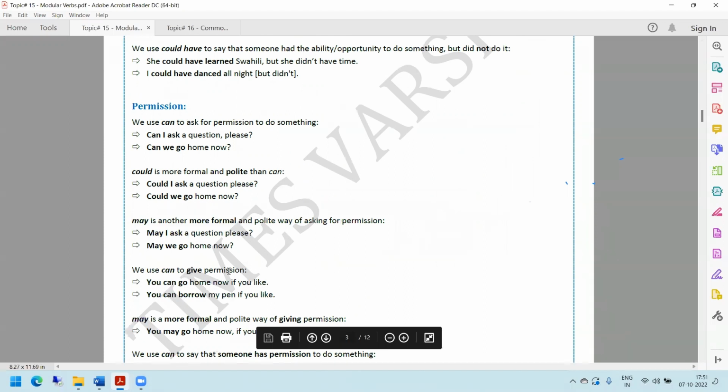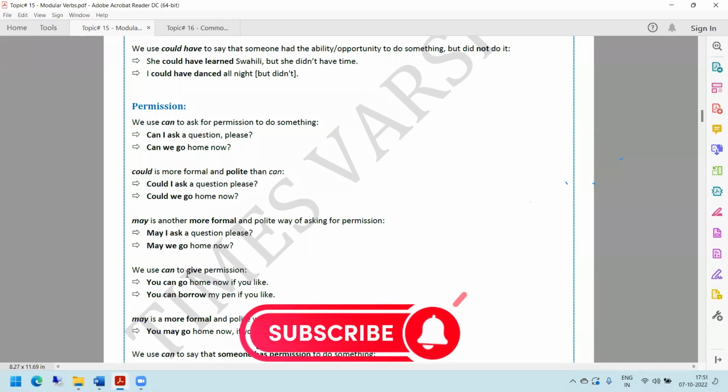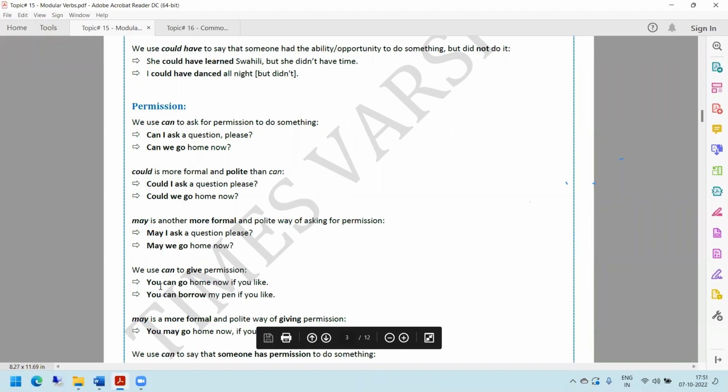Similarly, may, right? May is another, more formal and polite way of asking for permission. May I ask a question, please? May we go home now? So these are the sentences. So you can see we can use can and may as modal verbs for permission. We can also use can to give permission. So you can go home now if you like. You can borrow my pen if you like.